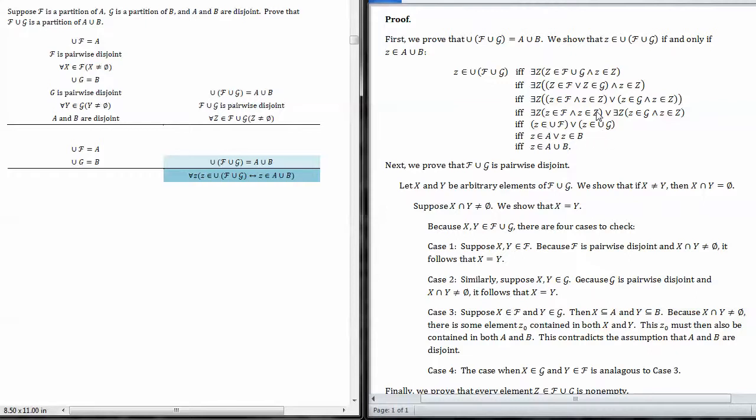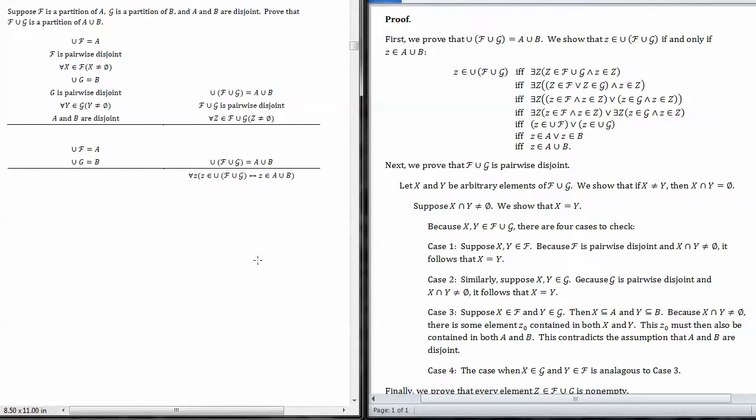And then here's where we use our assumption, right? We're assuming that the union of F is A, since F was a partition. And so we can just replace the union of F by A here, and similarly we're assuming the union of G is B, so replace that, and we get z is in A or z is in B, which of course is the definition of z in A union B, which was our goal. Okay, so there we go. The union of this new family F union G is A union B.